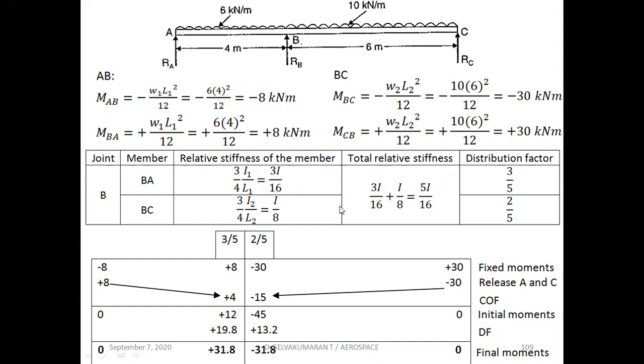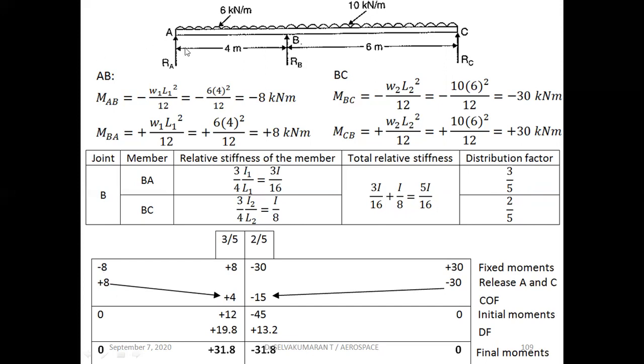The distribution factor is 3I by 16 divided by the total relative stiffness 5I by 16, which gives 3 by 5. Then I by 8 divided by 5I by 16 gives 2 by 5. So for BA it is 3 by 5 and for BC it is 2 by 5. Enter these values along with the fixed moment values.